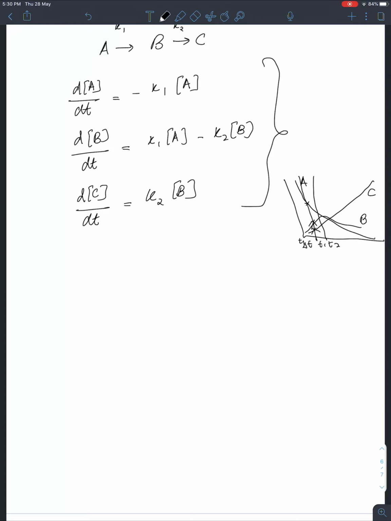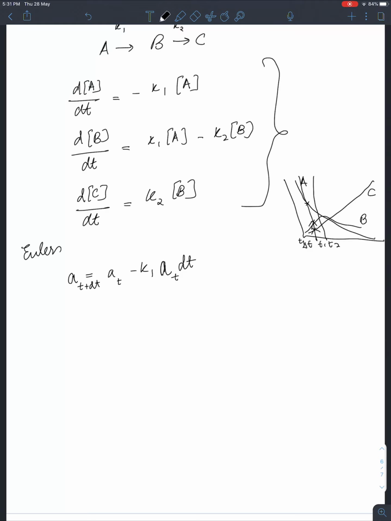So there are three values of a, b and c at t1, again three values of a, b and c at t2. So when we go between t1 and t2, if we are taking the simple Euler method, then a at t plus delta t is equal to a at t plus f of a, that is minus k1a into dt. So that is the simple way we write when we are going to do the Euler equation, right?